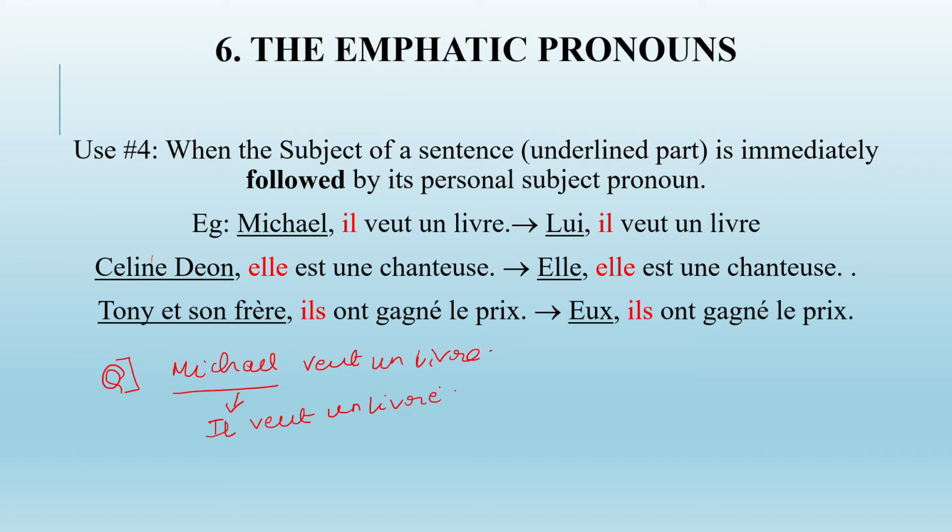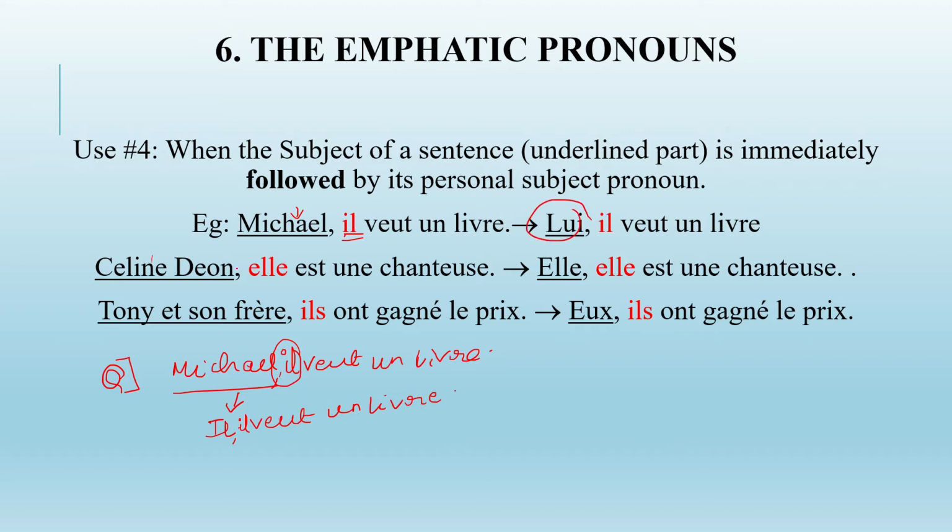Now, what happens if in the question you are already given the personal subject after the underlined part? Then you cannot use a personal subject again. You cannot use il and then il again, right? This will be wrong. So whenever you have such kind of situation where you have the subject and it is already followed by the personal subject, okay, then you have to put in the emphatic pronoun. Okay, so Michael here is masculine singular, it will become lui.